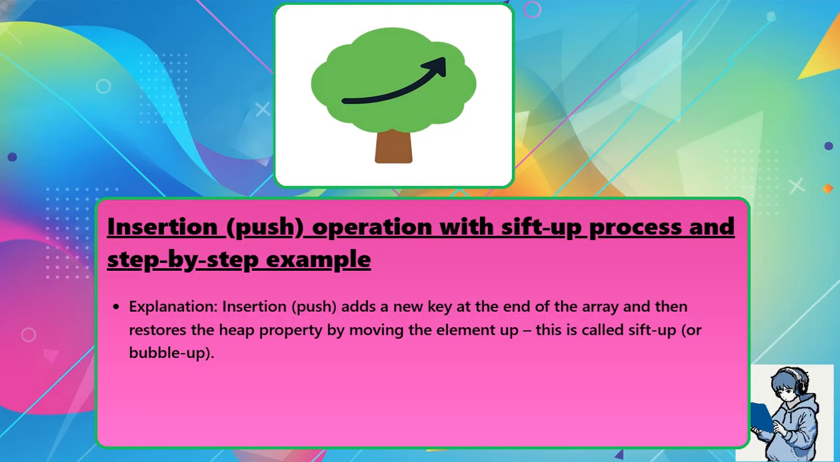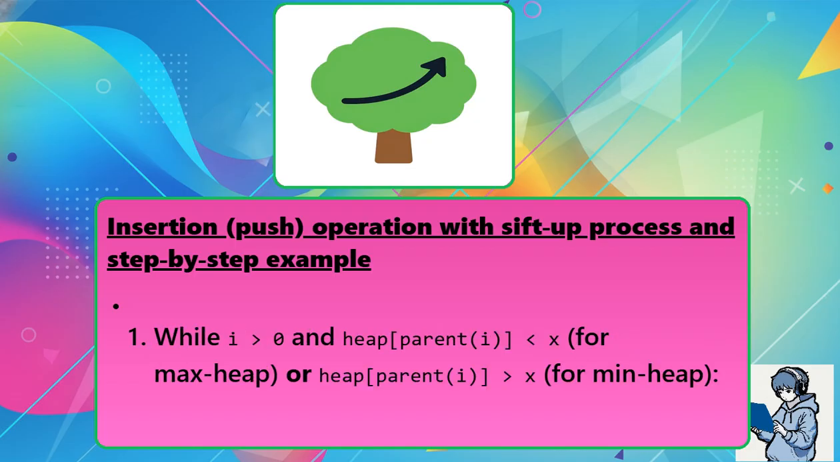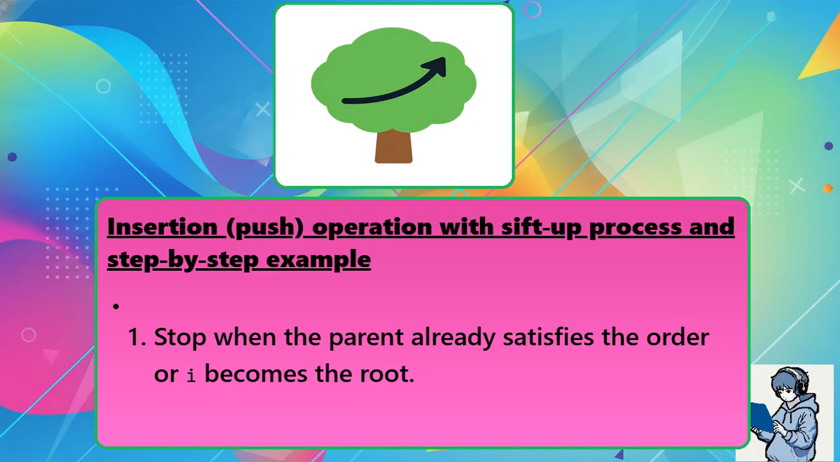Explanation: insertion, or push, adds a new key at the end of the array and then restores the heap property by moving the element up. This is called sift up or bubble up. The steps: 1. Append the new key x at index i equals size, the next free slot. 2. While i greater than 0 and heap[parent(i)] less than x for a max heap, or heap[parent(i)] greater than x for a min heap: swap heap[i] with heap[parent(i)]. Set i equals parent(i). 3. Stop when the parent already satisfies the order or i becomes the root.